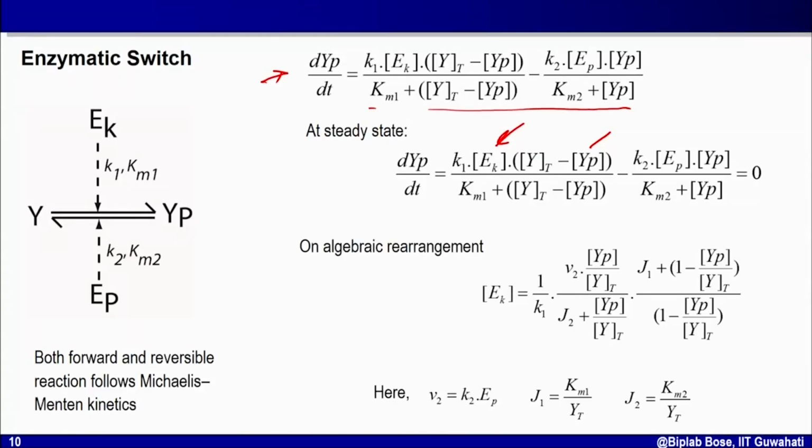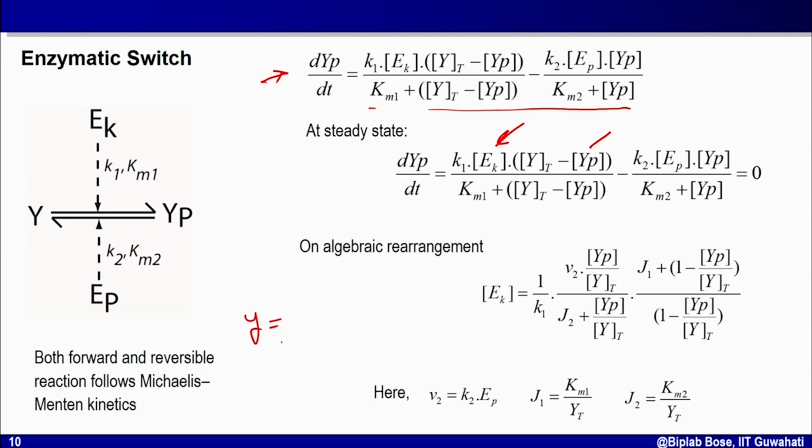So I want to keep that separate on the left hand side and the rest of the thing, including Yp, on the other side. So what I can do is lots of algebraic rearrangement. I have skipped them here to save time, and eventually what you get is that Ek is equal to a relationship where I have represented Yp in terms of Yp divided by Yt. So what I have done, I have represented not just Y, I have divided Yp by Yt.